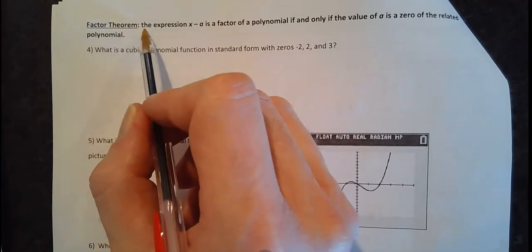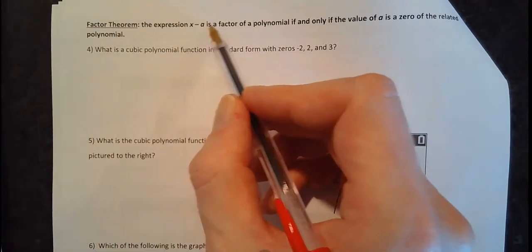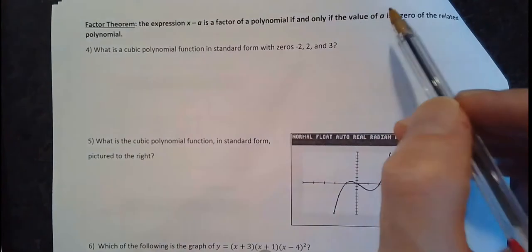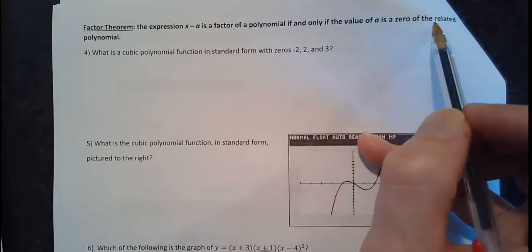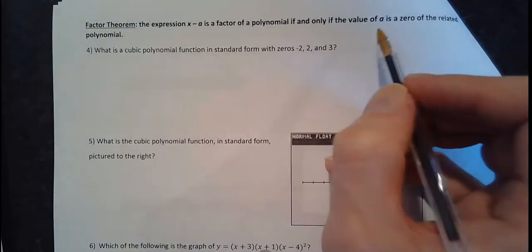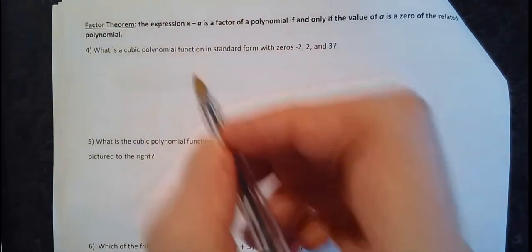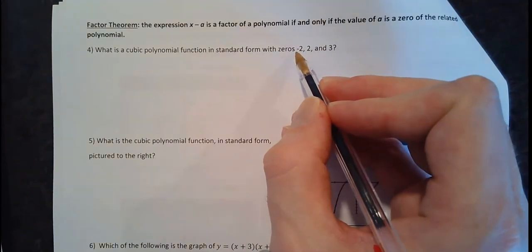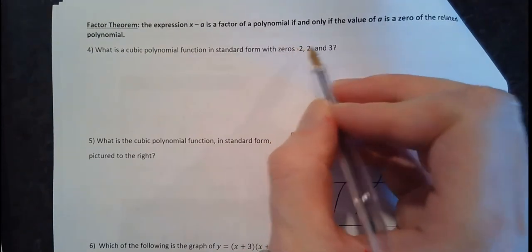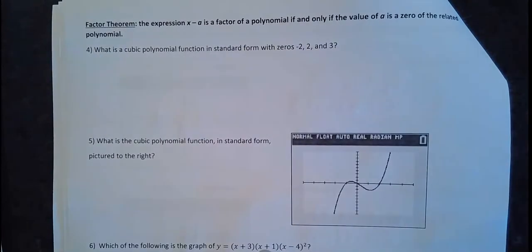This factor theorem says the expression x minus a is a factor if and only if the value of a is a 0. So if a is a 0, we can write x minus a as a factor. So if negative 2 is a 0, I can have x minus negative 2 as a factor. So when they tell us the zeros, we can actually find what the original equation was.